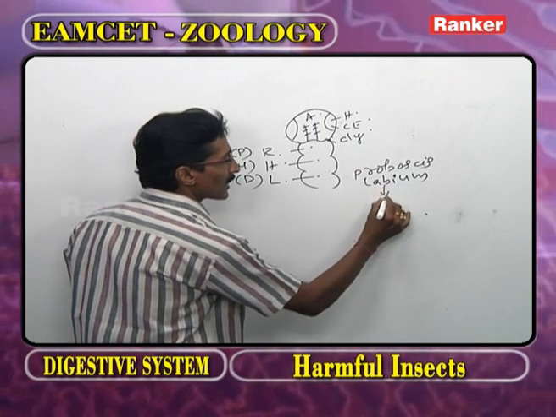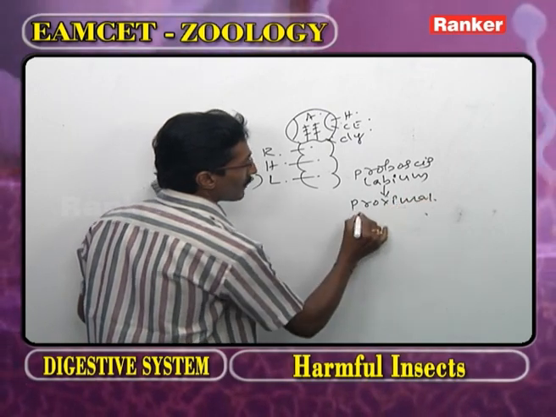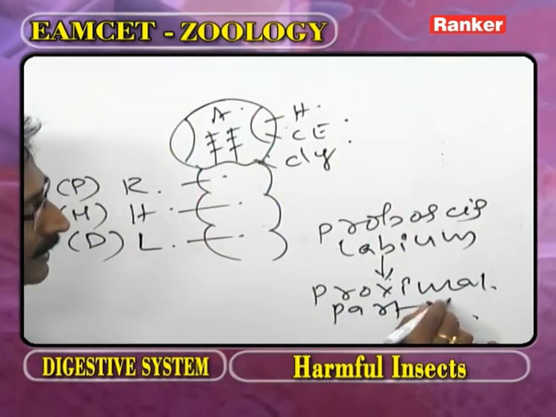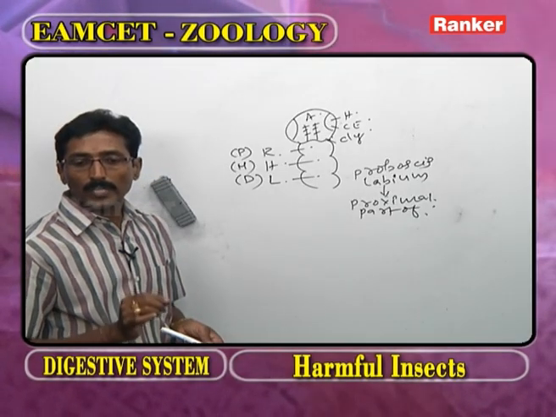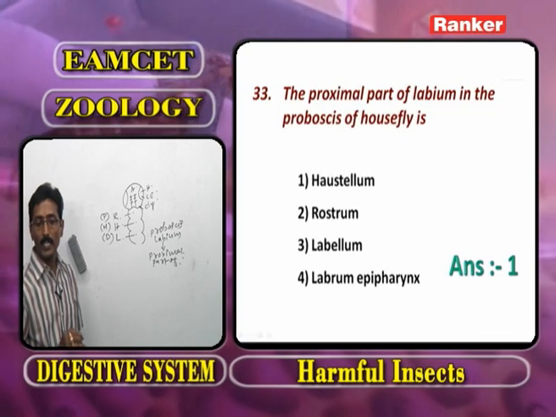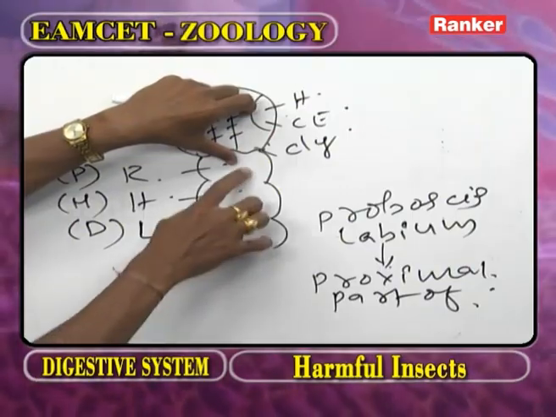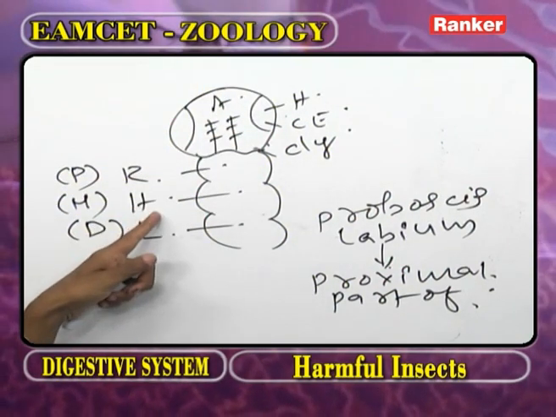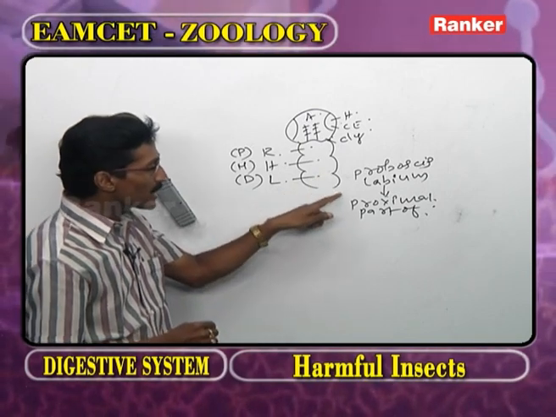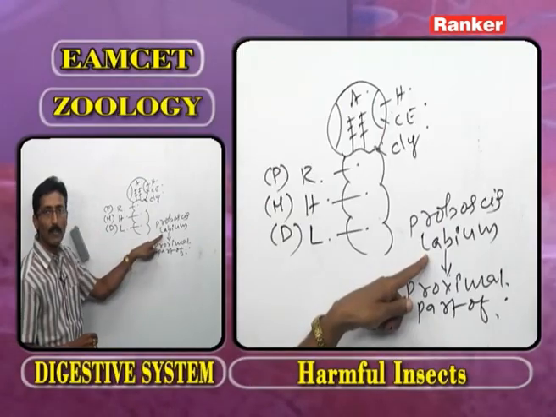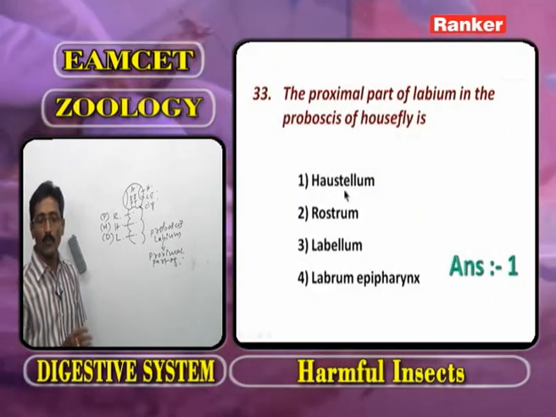As we observe the labium, what is the proximal part of labium? Again repeating the question: what is the proximal part of labium in the proboscis of housefly? This is proboscis. In the proboscis, the middle part is ostellum. The ostellum is also said to be the proximal part of labium. So here the answer is ostellum. Now we move to the next question.